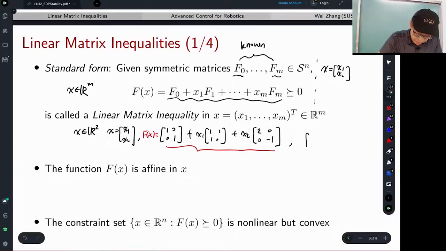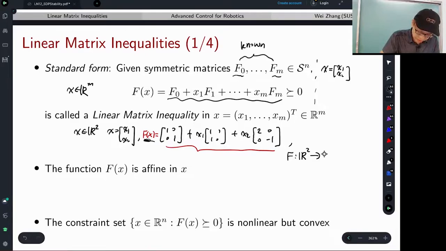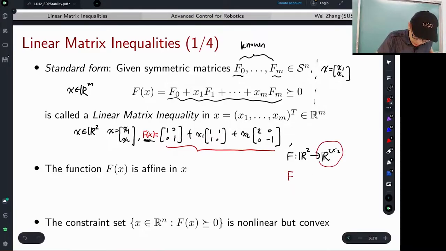You can think about this function as a mapping. In other words, this function maps from R^2 to, Yunhan, what does this map to? Okay, so if you give me an R^2 vector, this function will return a 2x2 matrix, right? And this 2x2 matrix, by definition, is also symmetric. Do you agree? If I require those to be symmetric matrices, then the mapped value is also symmetric.